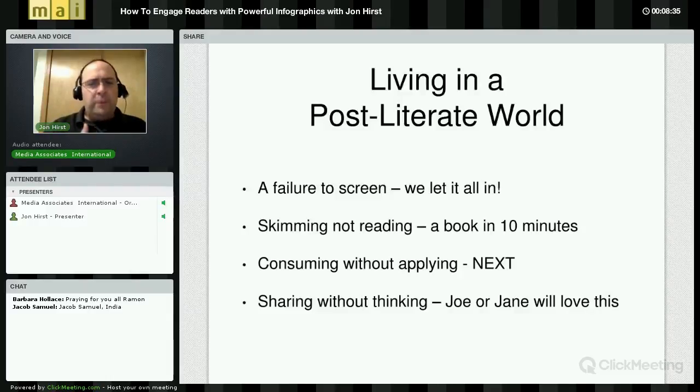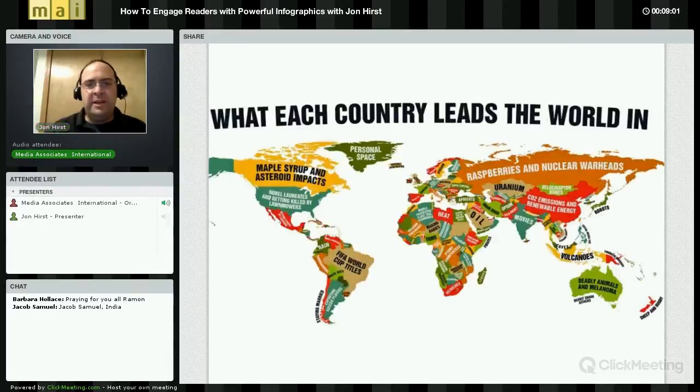And then I think a lot of post-literate people are consuming huge amounts of content without applying it. And we'll talk about that in a second. They're also sharing without thinking, especially in social media. All the people that hit like and share things, but maybe they haven't even read it, right? They're simply saying, I think my audience might like this, so I'm going to share it even though I don't even know what it says. So those are some challenges in living in this post-literate world.